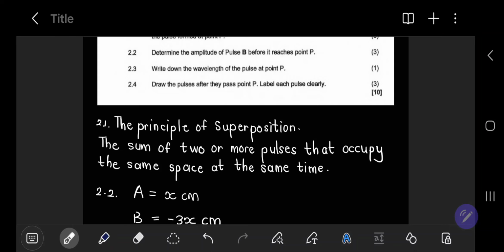Now 2.4 says draw the pulses after they pass point P and label each pulse clearly. So here's what's going to happen. We had A moving to the right, we had B moving to the left. Once they pass each other at point P and once superposition occurs, they continue moving in their original directions. So pulse A will continue moving to the right and pulse B will continue moving to the left.